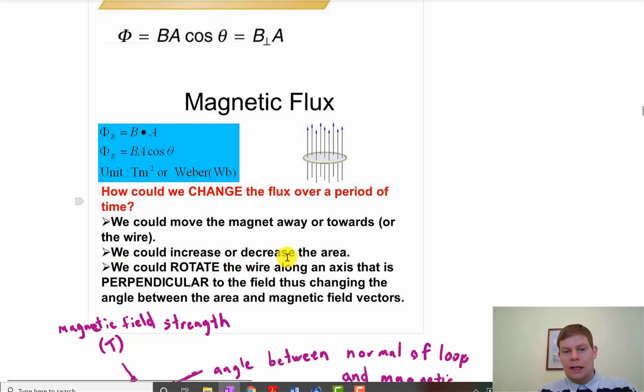This whole rotating idea is a huge one, and that's the big one in generators. You rotate a coil in a magnetic field, usually with many loops.